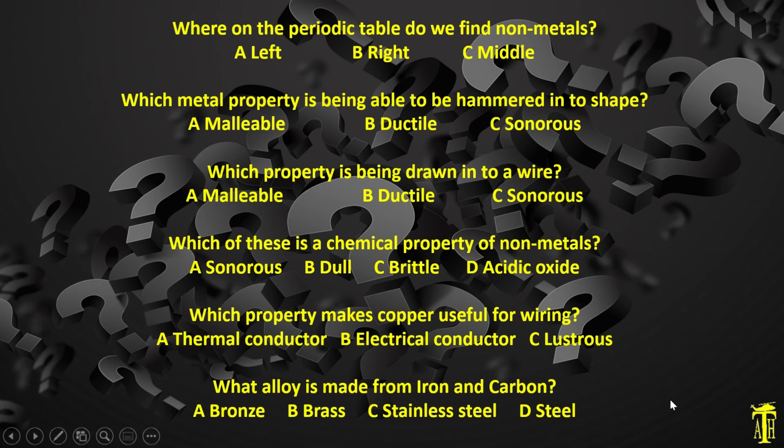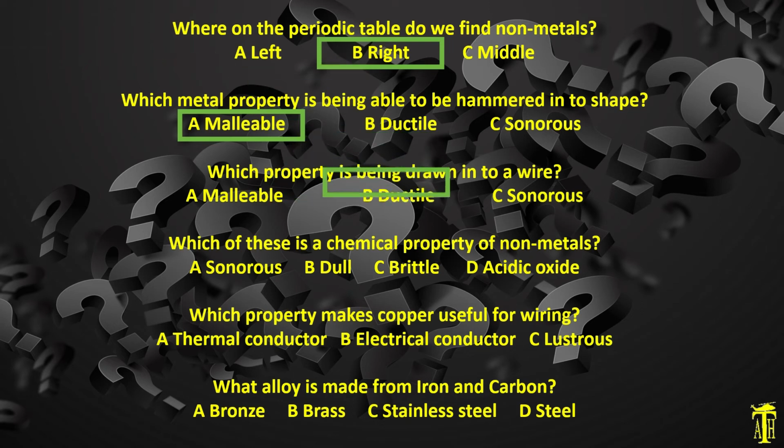So question 1. Where on the periodic table do we find non-metals? So these are found on the right-hand side. Which metal property is being able to be hammered into shape? So that is malleable. Ductile, remember, means drawing into a wire, and sonorous is a ringing sound. So which property is being drawn into a wire? So that's ductile. Which of these is a chemical property of non-metals? So that's going to be an acidic oxide.